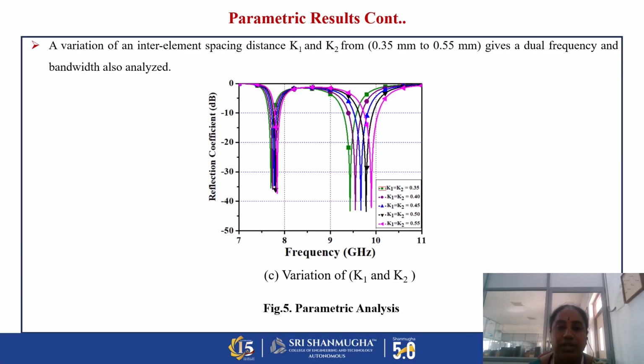And next, by varying the K1 and K2 values, we almost maintain the same resonant frequency, that is the same center frequency in the first band, the C band, and there is slight variation in the second band, that is the X band. K1 and K2 are equal. By varying the value from 0.35 mm to 0.5 mm, we maintained the same resonant frequency in C band and slight variation in the second band, X band, 9 to 12 GHz. So this is the parametric result analysis for the elliptical polarizer FSS.